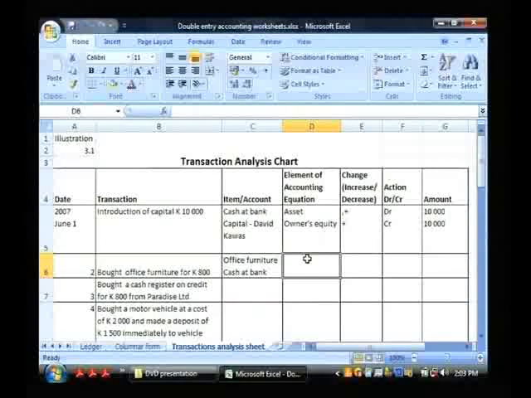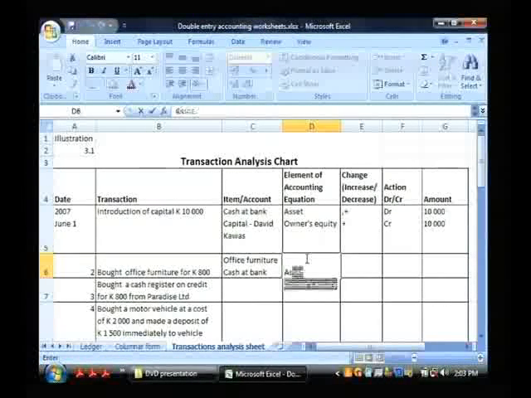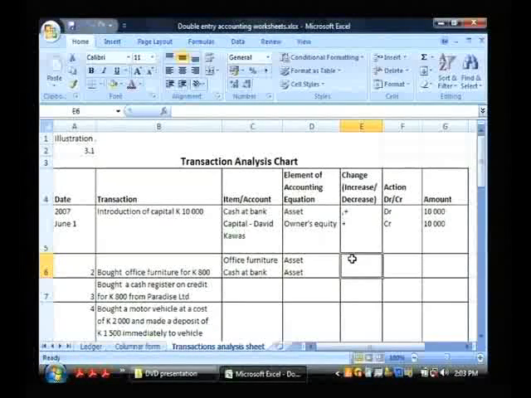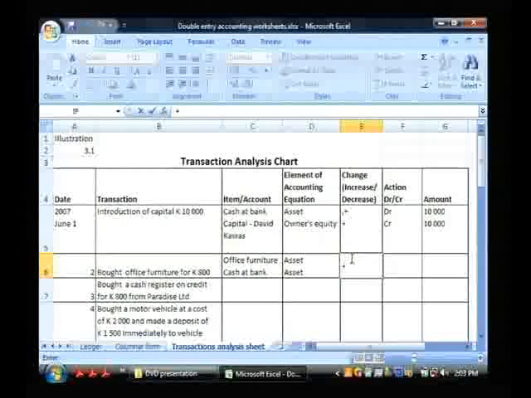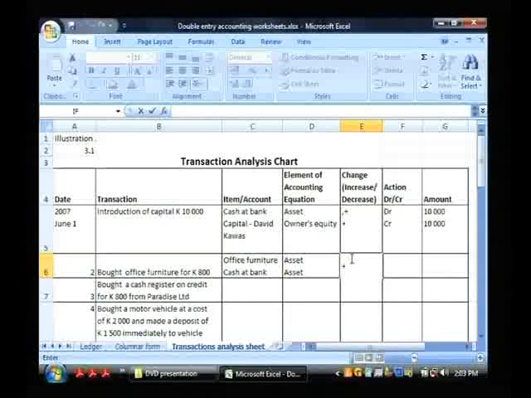Office furniture is an asset, so write asset here, and cash at bank is also an asset, therefore write asset here as well. So now look at the changes. When you purchase office furniture, the office furniture account will increase, so therefore plus here. And once you purchase an asset, you make payment, so that means cash at bank is reduced by this amount.